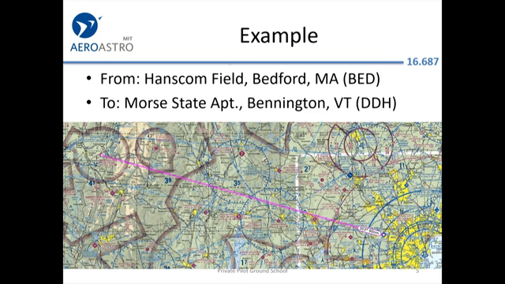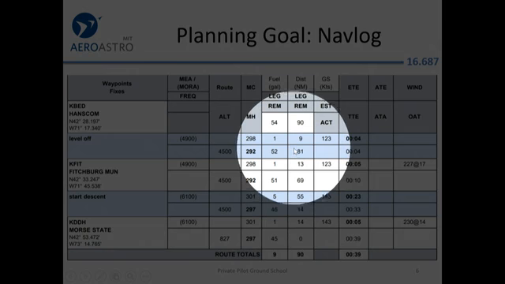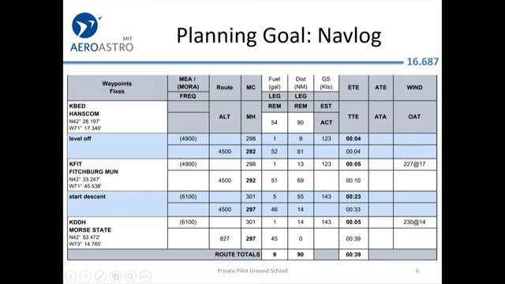All right, so here's an example. Let's say you wanted to go from MIT to Bennington College to visit a friend. Well, there's an airport right there called DDH, and it's about 90 nautical miles. I think I did this with SkyVector. So your planning goal is to come up with this navigation log. So you're going to say, okay, I'm going to depart Hanscom Field up there at the top, and it looks like it's going to take me 9 nautical miles before I reach my cruising altitude, and about 4 minutes.